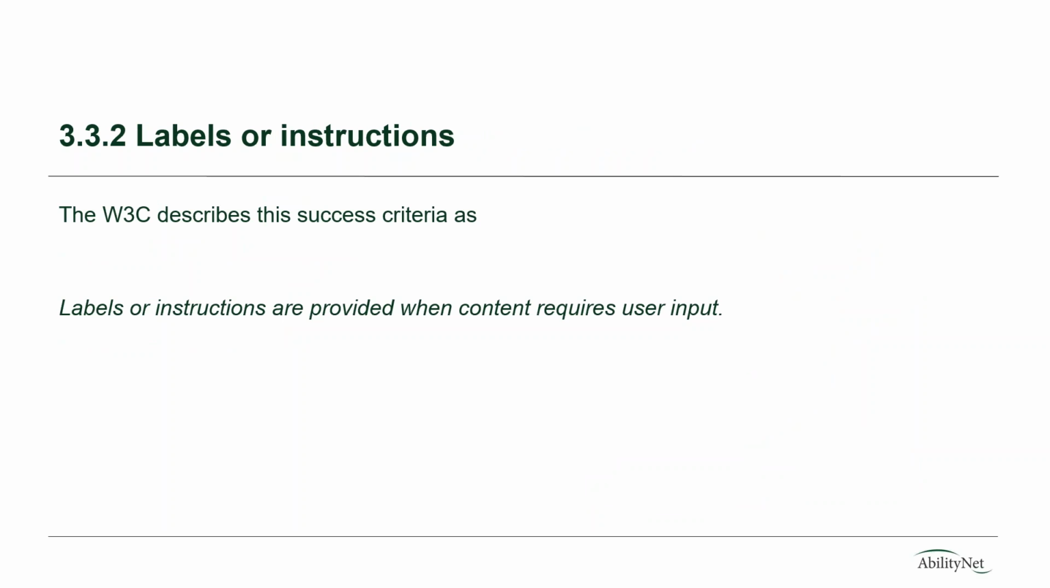Starting off then, labels or instructions. The W3C describes this as labels or instructions are provided when content requires user input. So put simply, wherever there are forms that require user input, there should be labels or instructions as necessary to inform users of basically how to interact with the form, how to complete it, what sort of data is required, and provide any other instructions that are needed in order to complete the process.